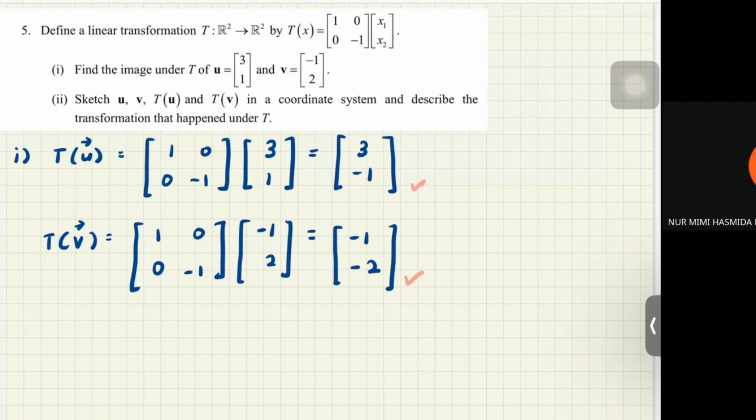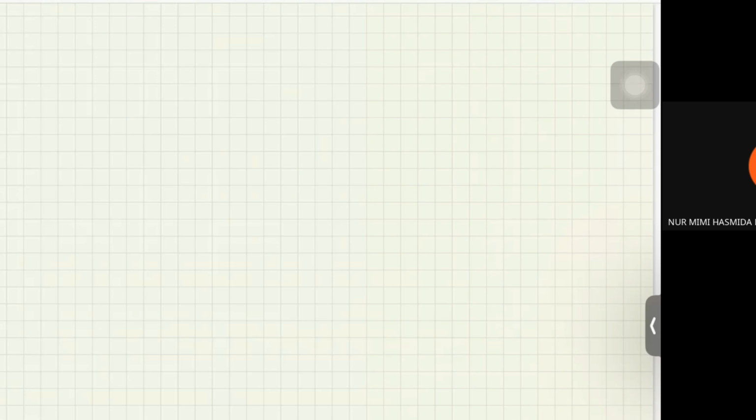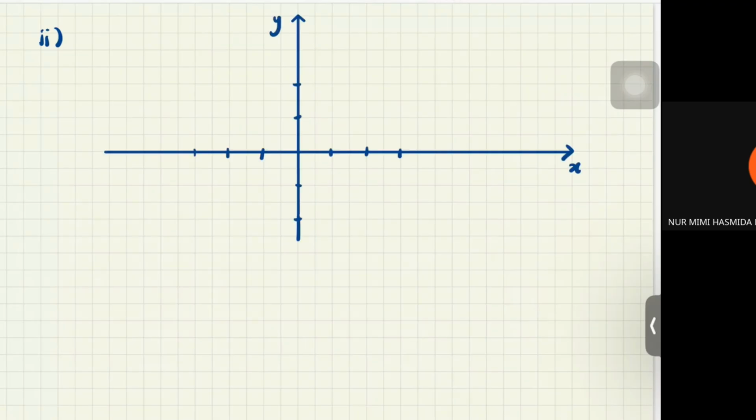Okay, so now question number 2. Sketch U, V, TU, TV. Sketch all these U, V, TU and TV in a coordinate system and describe the transformation that happened under T. Okay, so I think I gave you the wrong answer, right? For this, make sure you correct your answer. Let's do number 2, the sketching. So this is your X and Y.